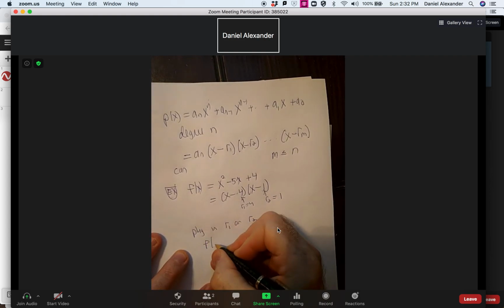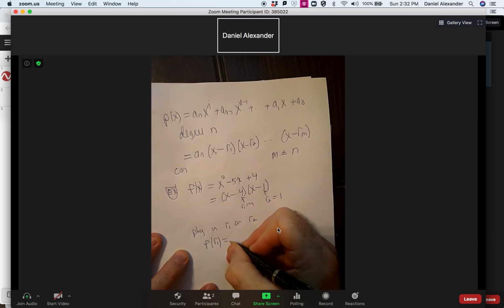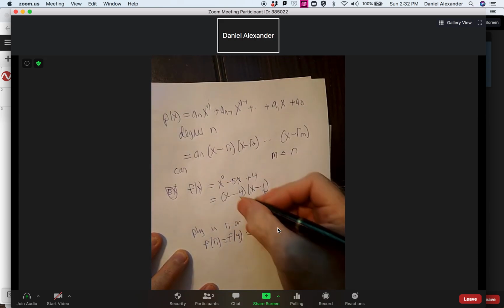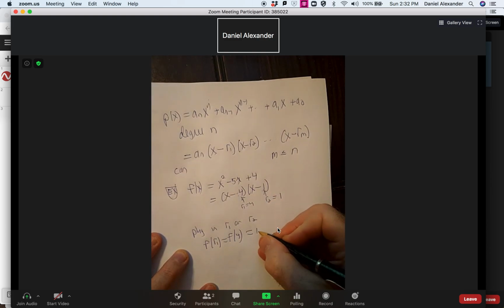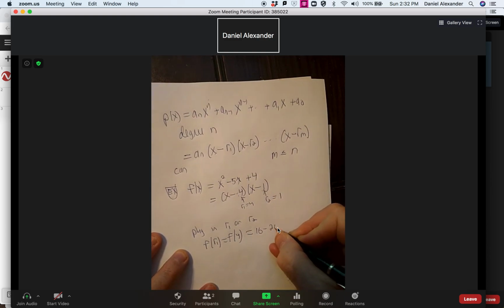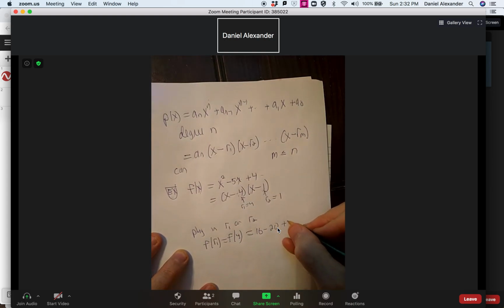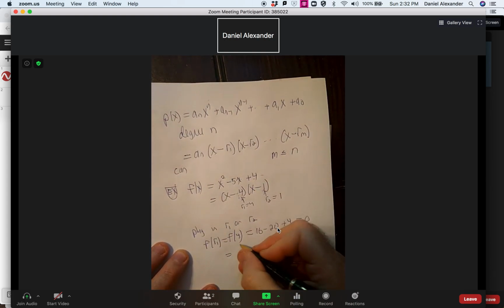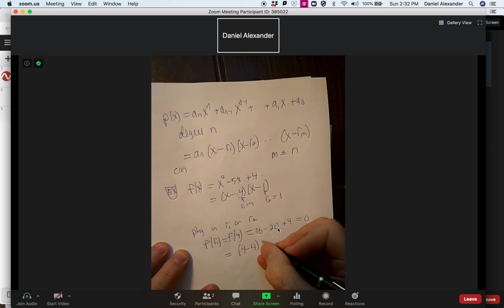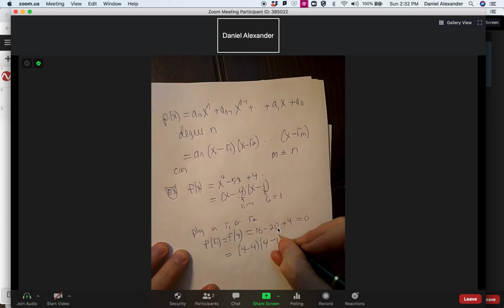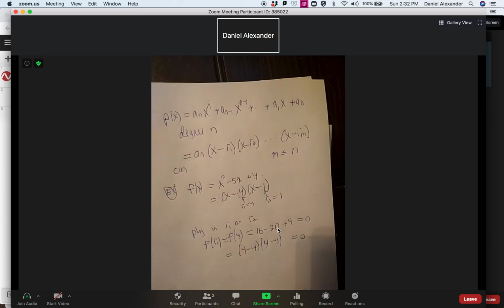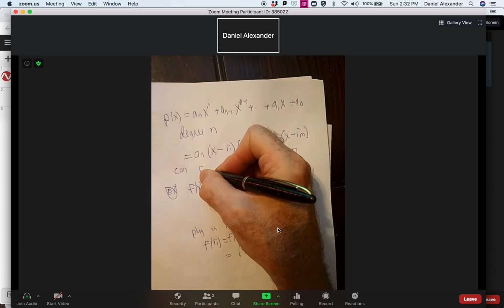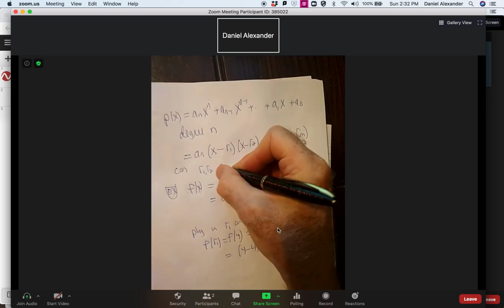F of R1 would be f of 4. If I plug it in here or here, I'm going to get the same answer. So I get 16 minus 20, 5 times 4, plus 4, which is 0. If I plug it in here, I get 4 minus 4, 4 minus 1, and that's also going to be 0. So these R1, R2 are called the zeros.